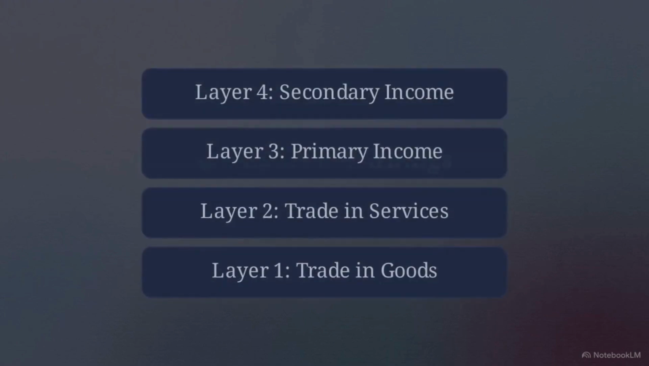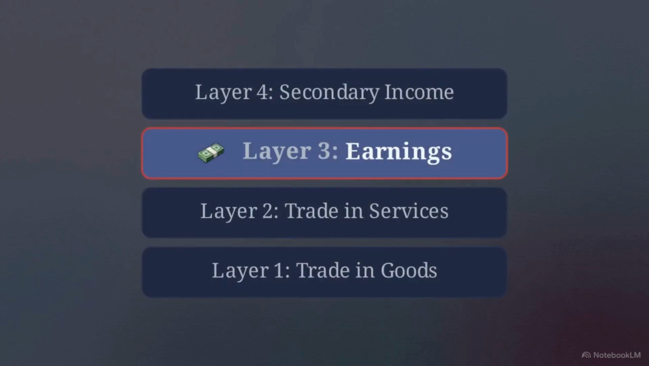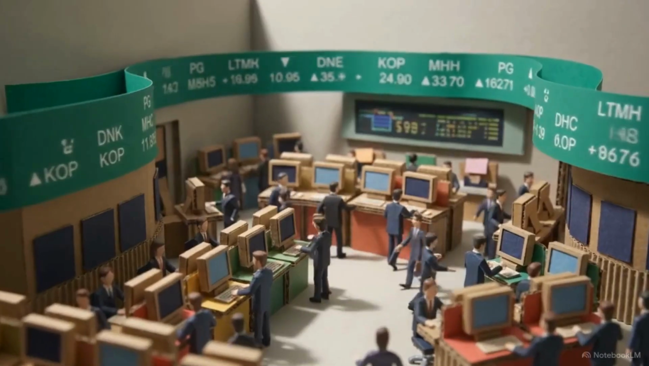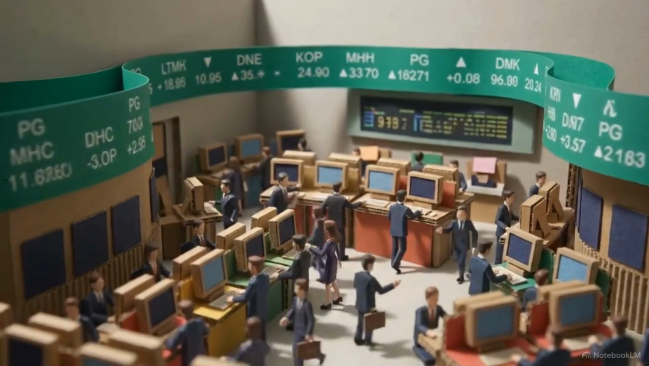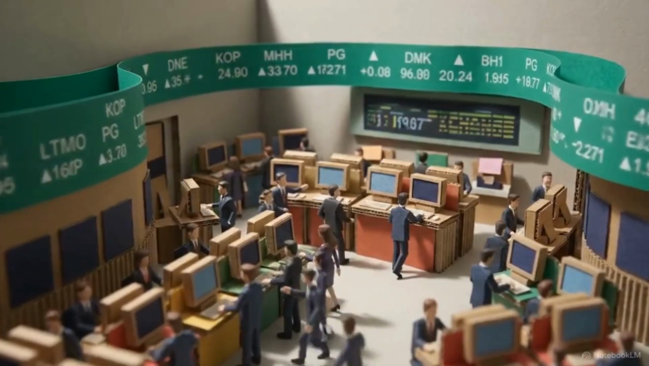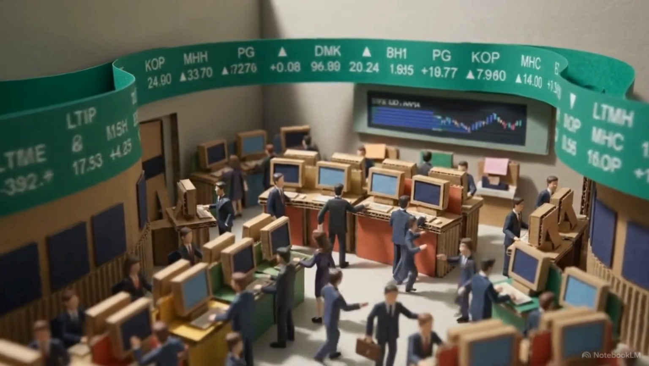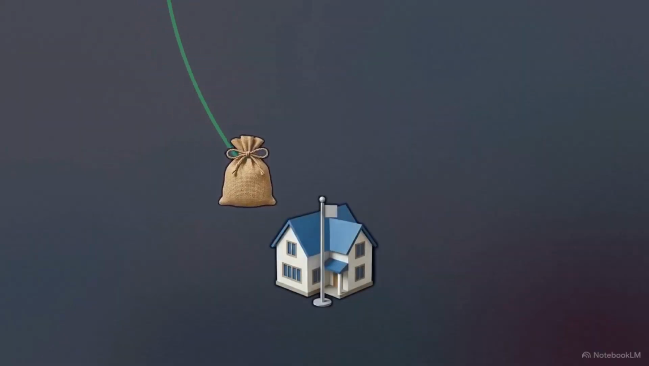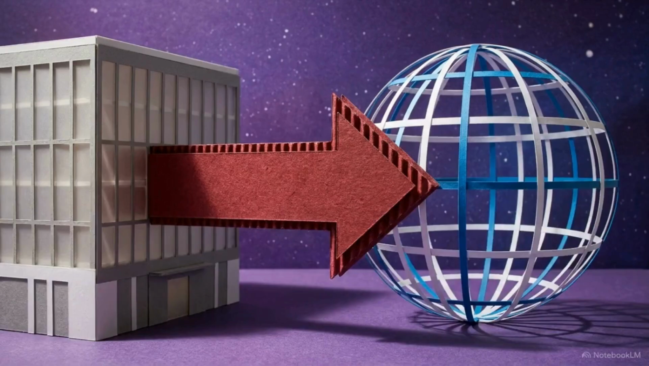The third layer is primary income, which tracks money earned from overseas investments or labor. This includes dividends earned from financial investments in overseas companies, or interest received from loans held in foreign banks. When this money is sent home, it is recorded as a credit. Conversely, when foreign entities operating within the home country send profits back to their headquarters, that money represents a debit.